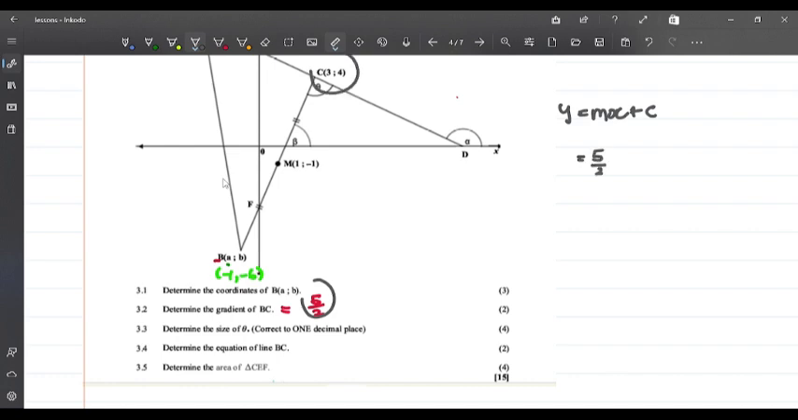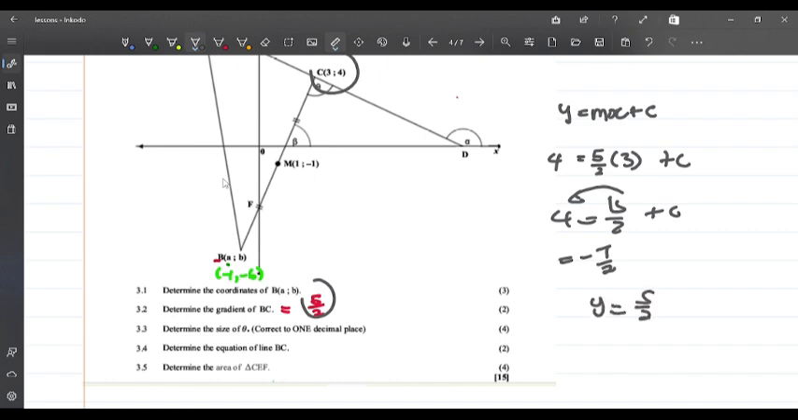I'm going to substitute point C. So my x at C is 3, my y at C is 4. I'm trying to find my y-intercept. As a result, 5 over 2 multiplied by 3 equals 15 over 2. This is 4 plus c. Taking the 15 over 2 to the other side, it becomes negative. So negative 15 over 2 plus 4 equals minus 7 over 2, which is our y-intercept. So the equation is y equals 5 over 2 x minus 7 over 2.